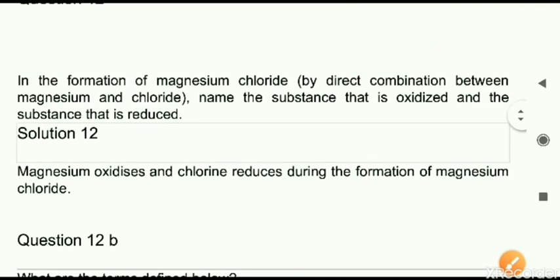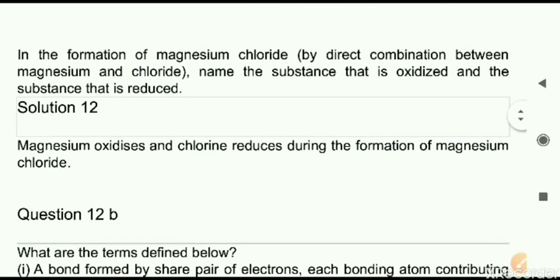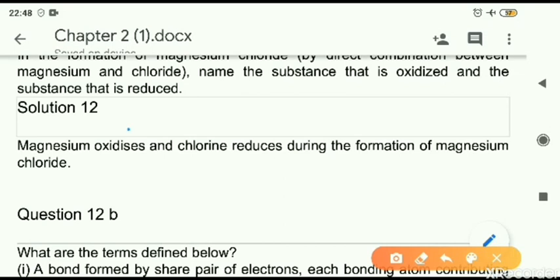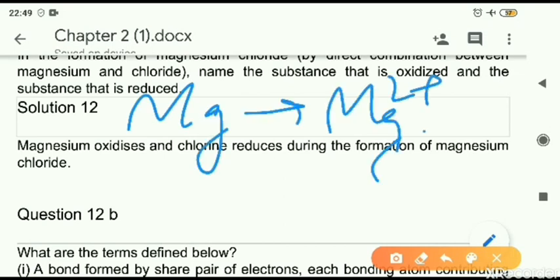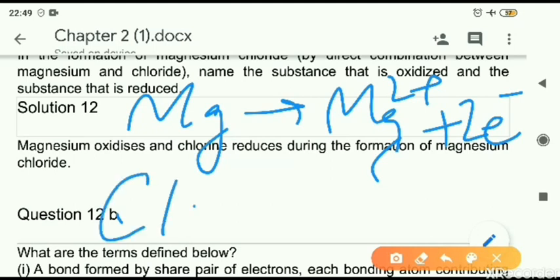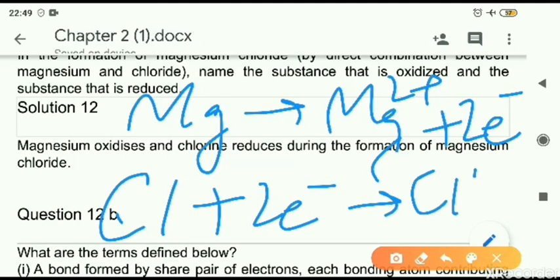In the formation of magnesium chloride, MgCl2, by combination of magnesium and chlorine, name the substance that is oxidized and the one that is reduced. One is getting oxidized, one is getting reduced. Here they have asked the concept of oxidation and reduction. Magnesium is losing electrons. Magnesium converts into Mg2+ by the loss of electrons. It releases 2 electrons, and these 2 electrons are gained by chlorine, and the chlorine converts into Cl-.